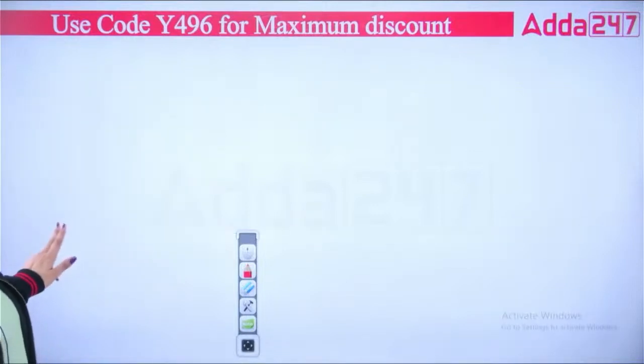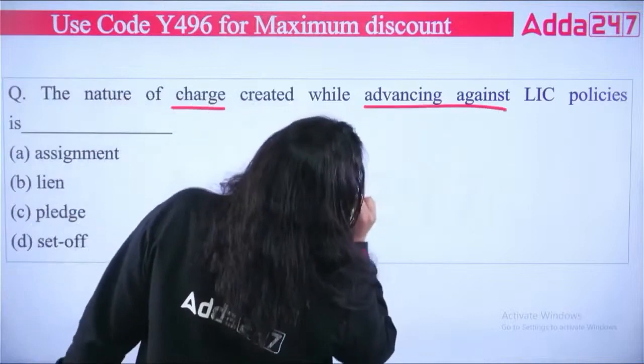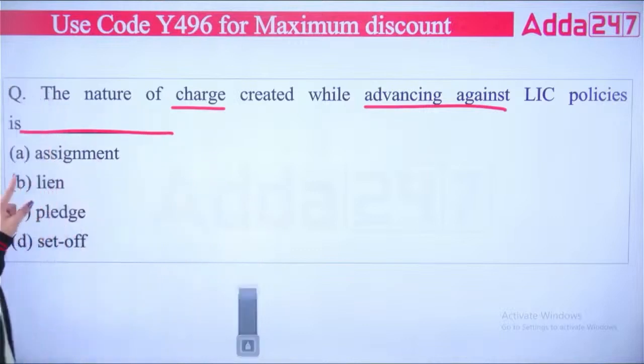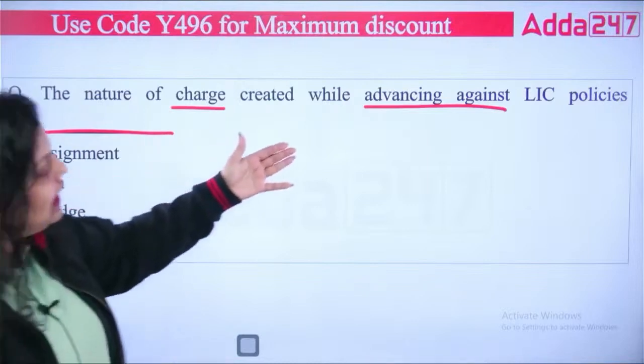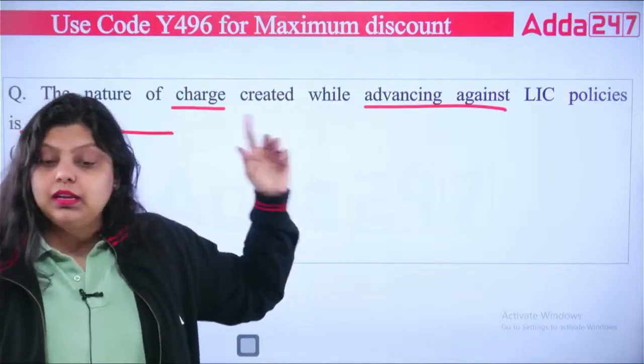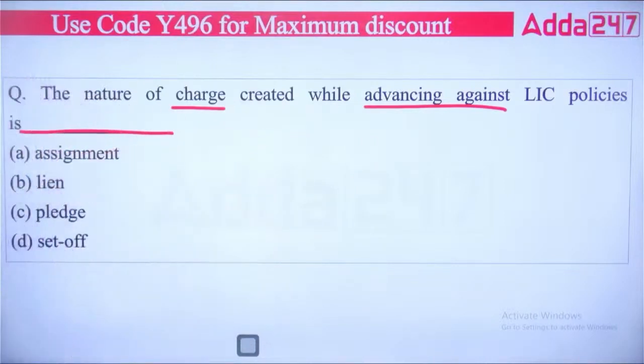Okay, next question. The nature of charge created while advancing against LIC policy is dash. Is it assignment, lien, pledge or set off? These are the types of collaterals and their characteristics we are talking about here. So the nature of charge created while advancing against what? The LIC policy. When you are giving a loan to a particular party by taking collateral in the form of an LIC policy, in that situation it will be known as what? The assignment, lien, pledge or set off. The answer is assignment.